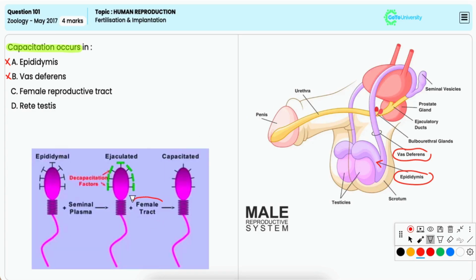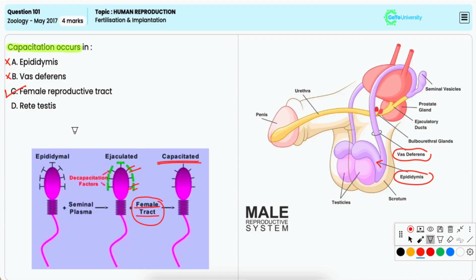Now capacitation occurs in the female reproductive tract, specifically in the uterus and the fallopian tubes. And it involves biochemical and physiological changes in the sperm, such as removal of glycoprotein from their plasma membrane, making them capable of penetrating and fertilizing the egg. Hence, this is the correct option.